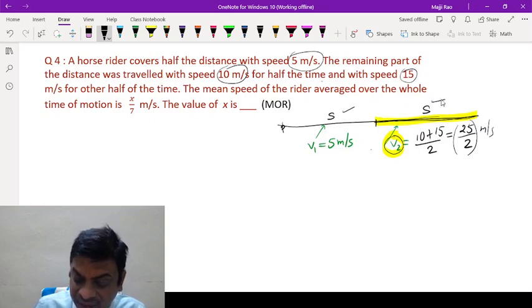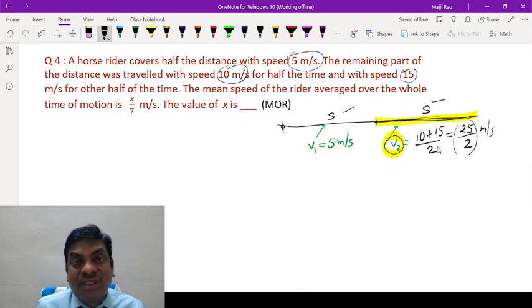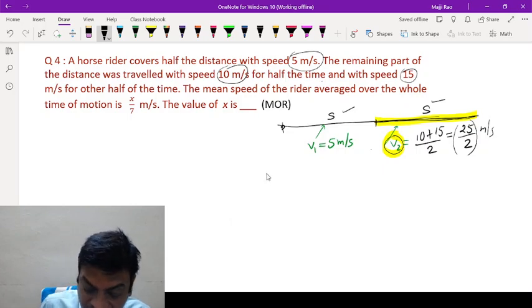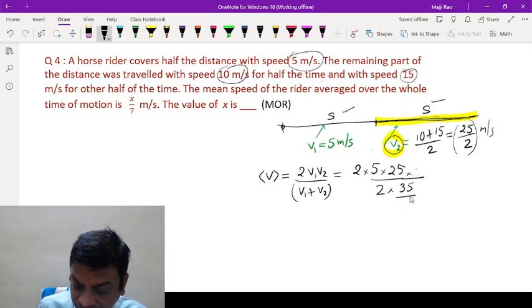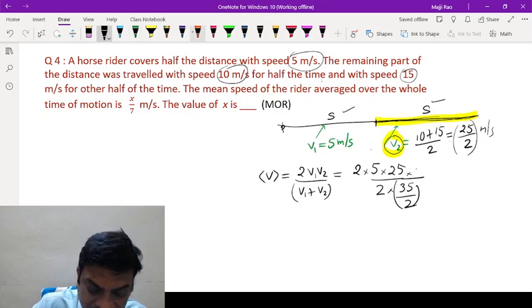Now we have a situation in which the traveler travels two equal distances with different speeds. In the previous questions, question one, question two, I guess, we discussed that the average speed for the entire journey will be twice the product of speeds upon the sum of speeds. This is the formula. You have to remember this in order to save time. So twice into 5 into 25 by 2 upon 5 plus 25 by 2, which is 35 by 2.